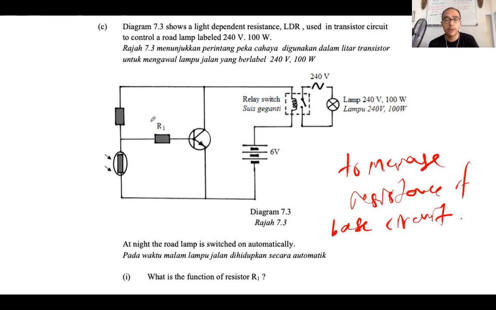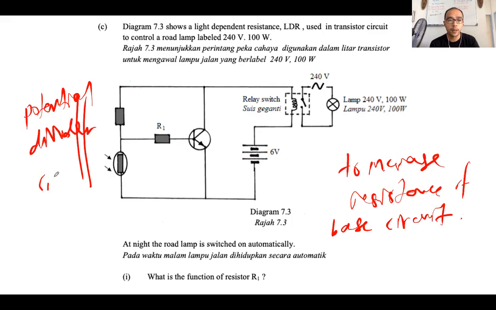Okay, the function of R1, not this one. What is this tool called? This is called the potential divider circuit. So the function of these two resistors is to divide the potential, to divide the voltage lah, or the potential difference. But the function of the R1 is to increase the resistance of the base circuit, so that this LDR doesn't have to work so hard.